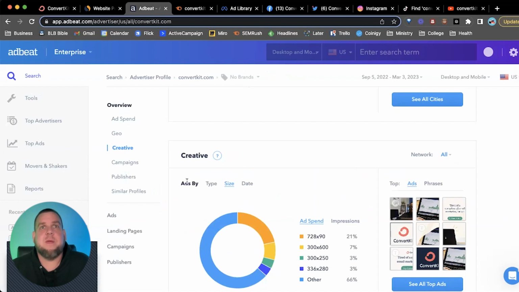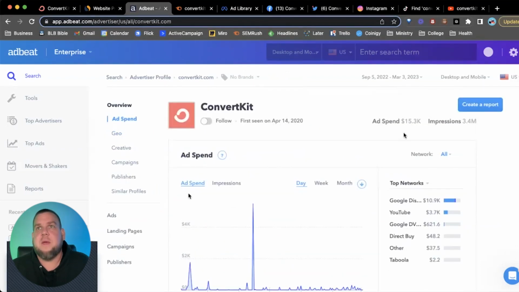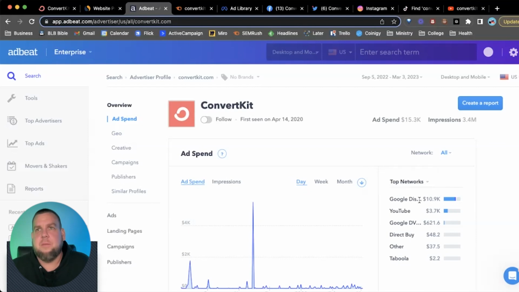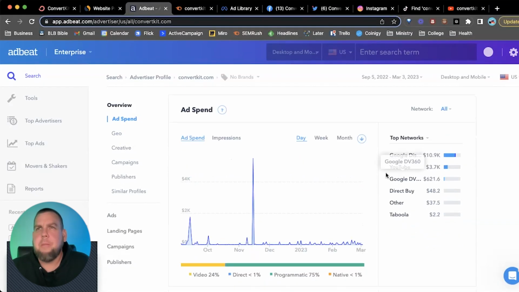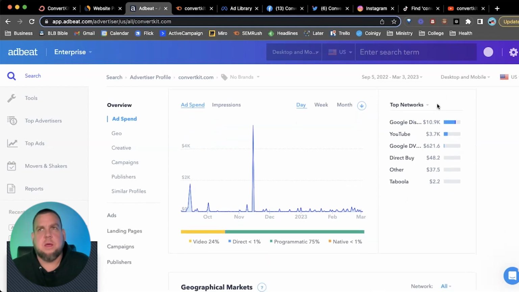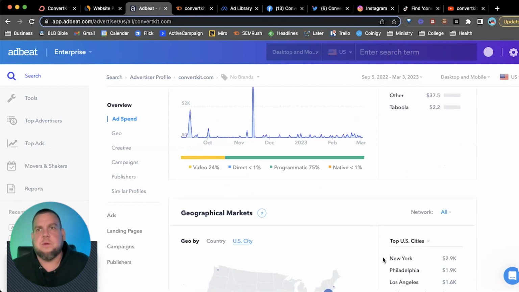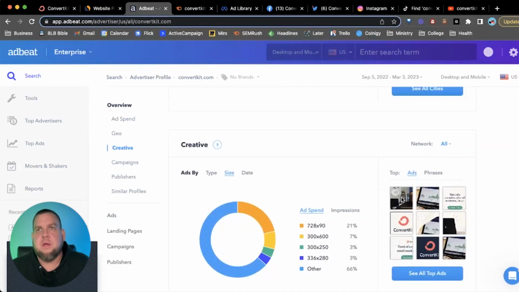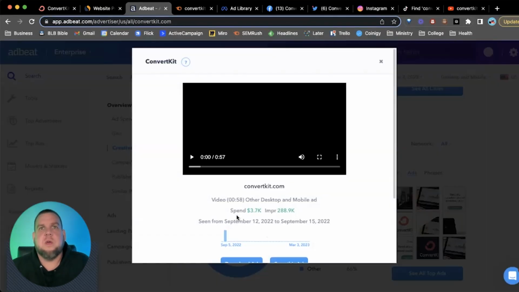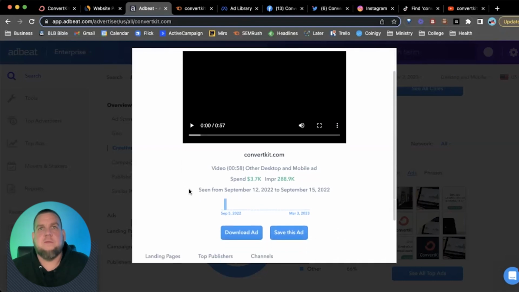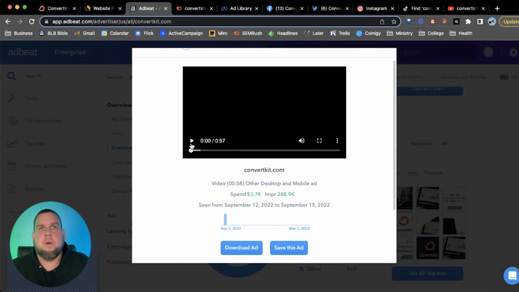Let's start with AdBeat to see what kind of ad spend they're doing. Not a lot of ad spend. Not much, a little bit of Google Display. Probably more of their remarketing, their retargeting. So this might be retargeting that they're doing here with that little spend. Let's take a look at some of their top ads. We've got a video ad here for their first one. I'm probably not going to play the whole thing.